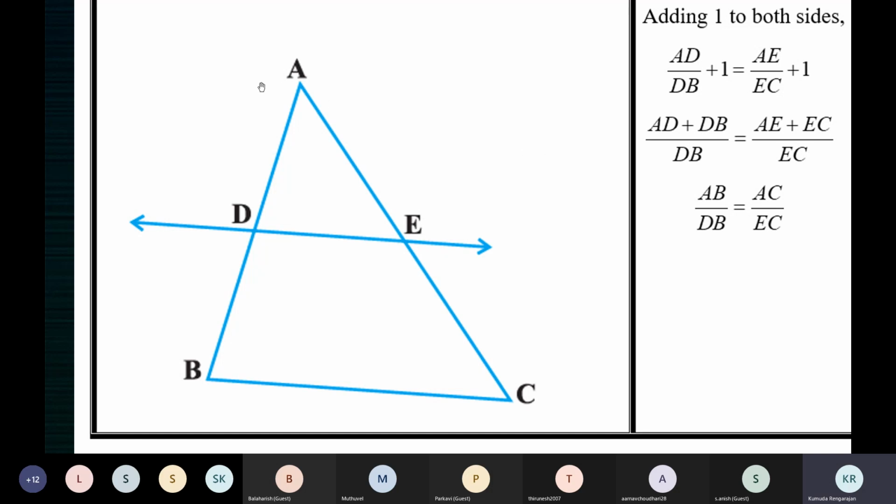Now the third one, take the full sides and the top portions. So AB by AD is equal to AC by AE. Reciprocal of this will be the fourth one. That is AD by AB is equal to AE by AC. The other one will be take the bottom portions and the full sides. So the full side AB by this bottom portion DB is equal to the full side AC by this portion EC. And the reciprocal of this, DB by AB is equal to EC by AC. So these are the 6 different results we have by BPT.